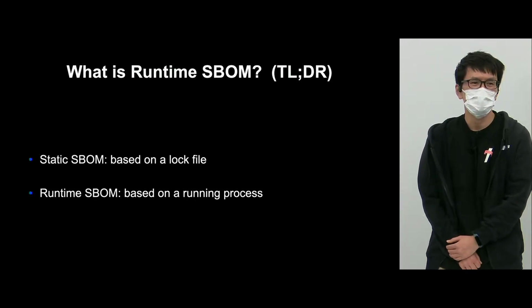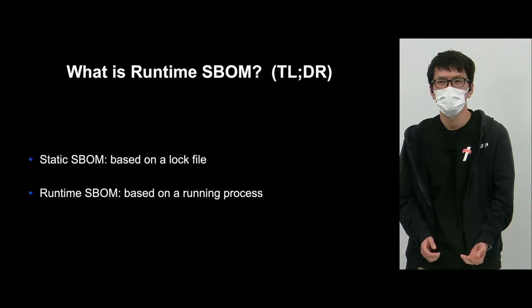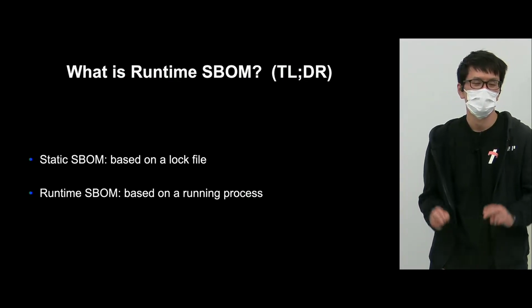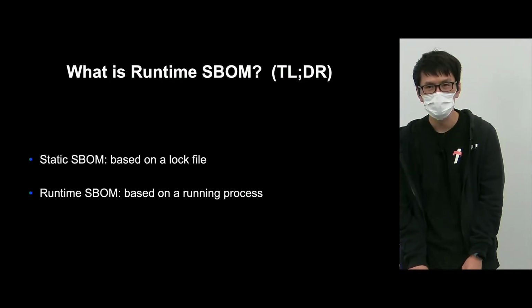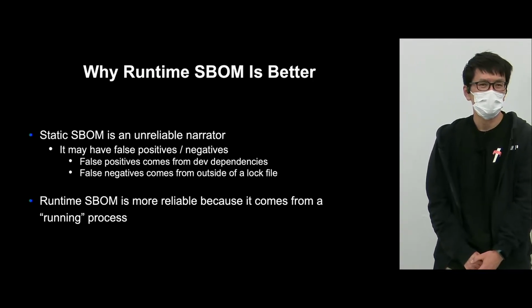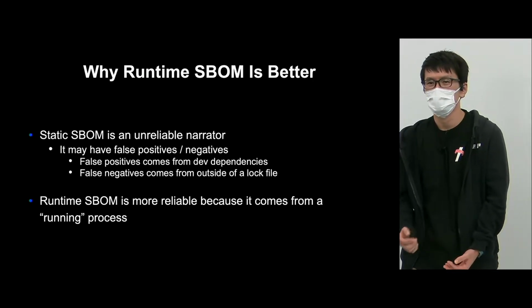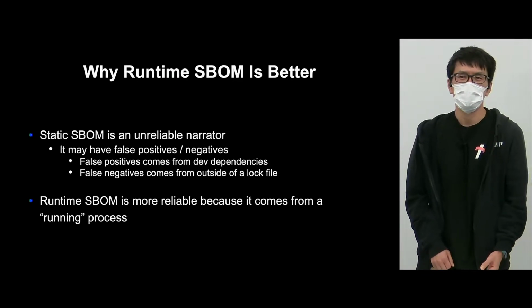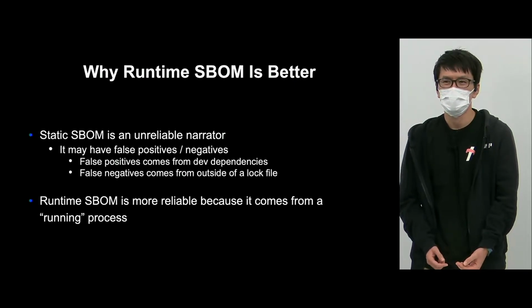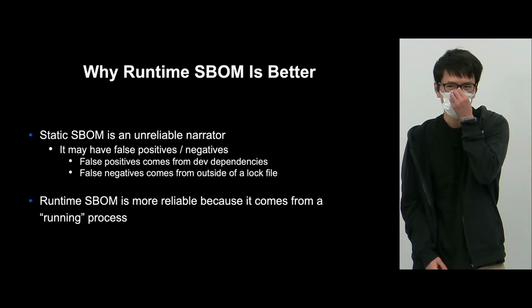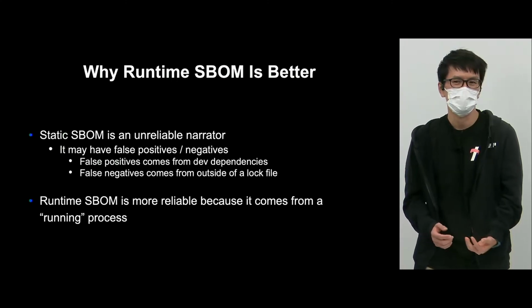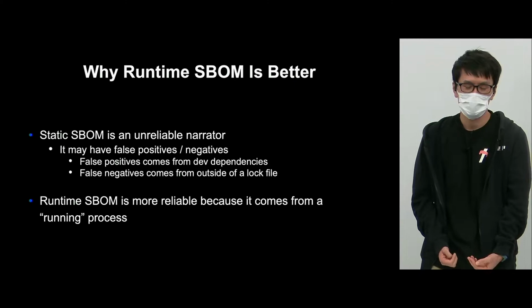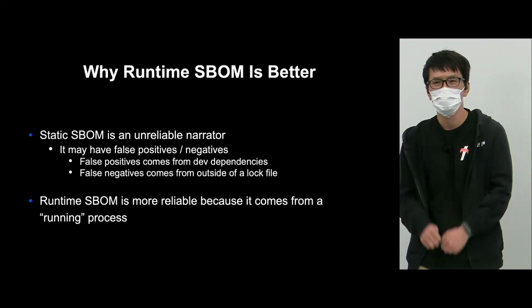Roughly speaking, static SBOM is based on a lock file. On the other hand, runtime SBOM is based on a running process. Why is runtime SBOM better than static SBOM? Static SBOM is, let's say, an unreliable narrator, and it may have false positives and false negatives because of the reasons I explained before. And runtime SBOM is more reliable because it comes from a running process.